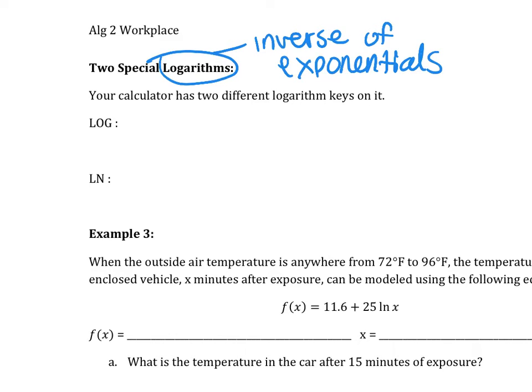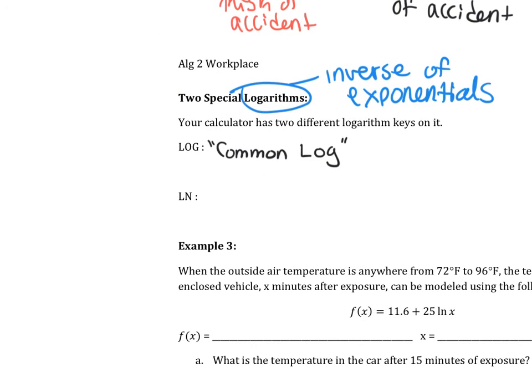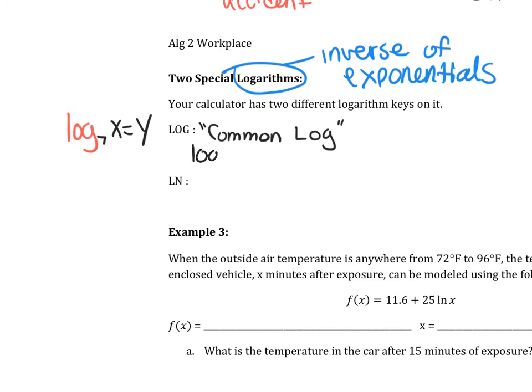Okay, and your calculator has two different logarithm keys. There's one that says the word log, L-O-G. That is also called the common log, because it's the most commonly used one. And if you remember on the worksheet from yesterday, all the logs you were seeing had log, and then you had a little number down here called the base. So when we have the common log, we don't have that little number down there written. It's just log.